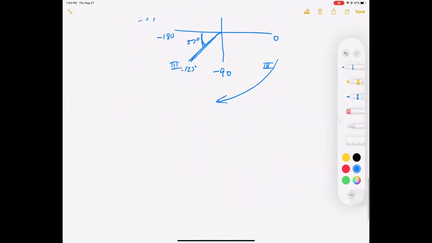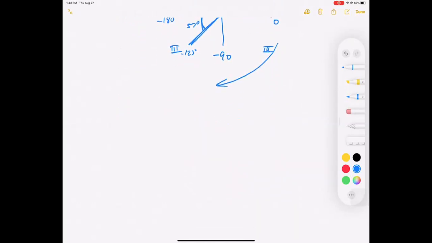Let me give you a hint. Let's go ahead and talk about this. What would the reference angle be if theta was, and let's write this in radians, let's use 3 pi over 4? Okay, 3 pi over 4 in radians.